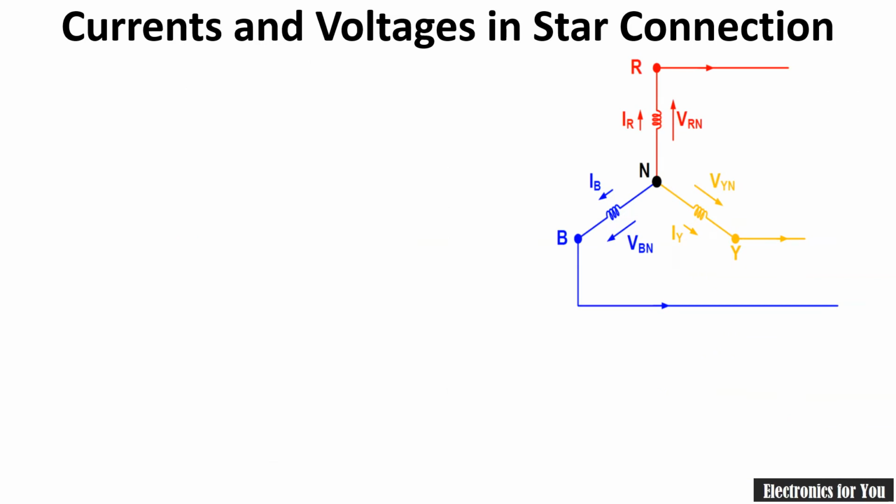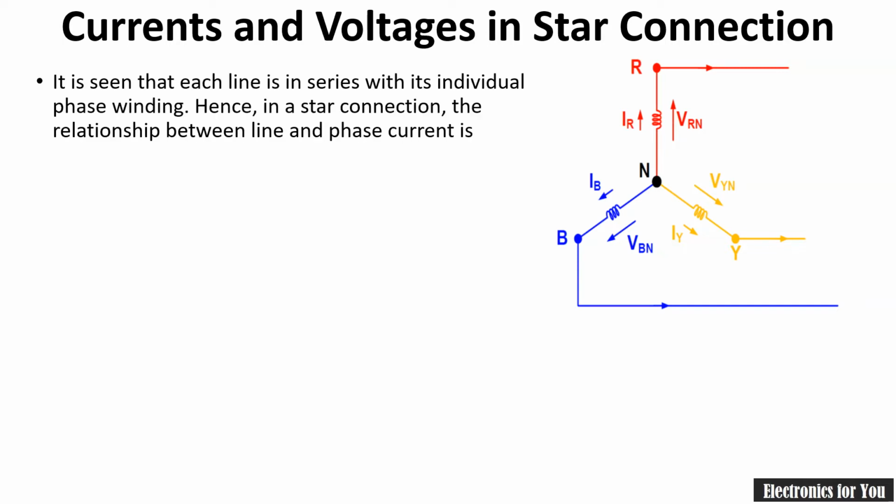Now let us find the currents and voltages in our star connection. See, this is our diagram. Here, the definition of phase current is the current flowing through a phase, and the definition of line current is the current flowing through a line. In this case the current flowing through the phase is IR. Similarly the same current will flow through the line, IR here. Similarly here it is IB and here this is IY.